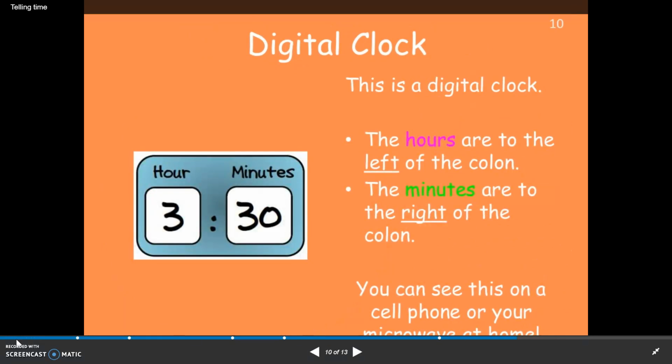And then this is a digital clock, and this is common in many ways today. The number on the left is the hours, and the minutes are on the right side. So this clock represents 3 hours and 30 minutes. If this were on an analog clock, the little hand would be on the 3, and the minute hand, which is the long hand, would be on the 6, representing 30 minutes. So this could also be called half past 3. And you can see a digital clock on your cell phone or microwave at home.